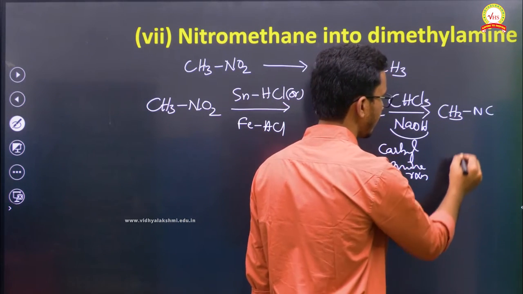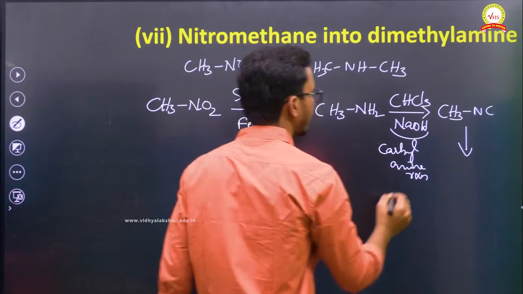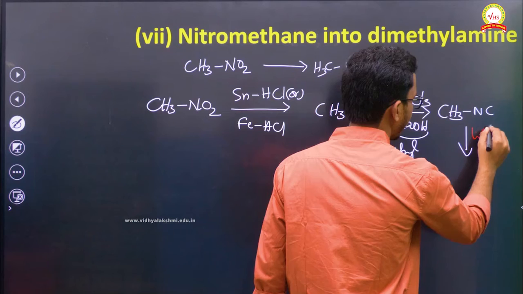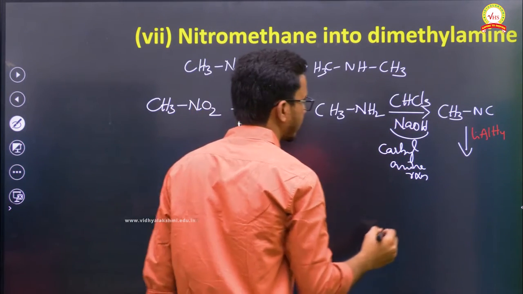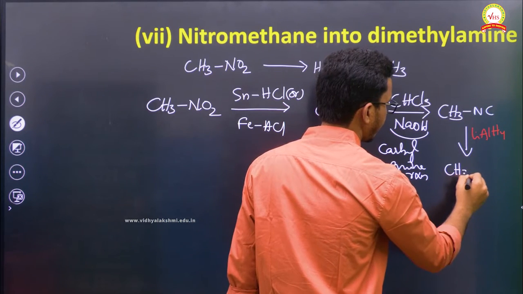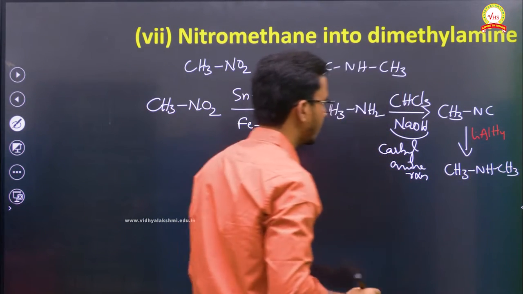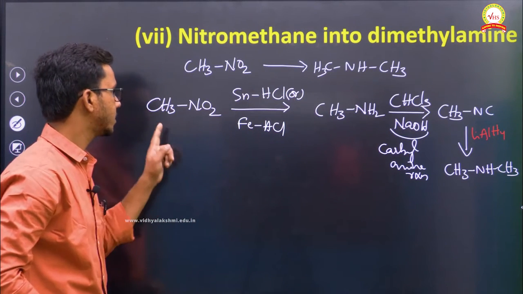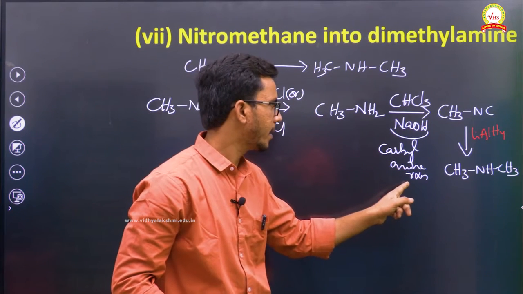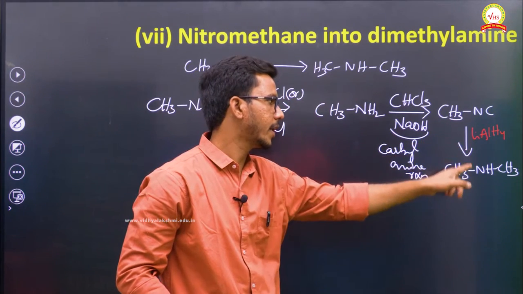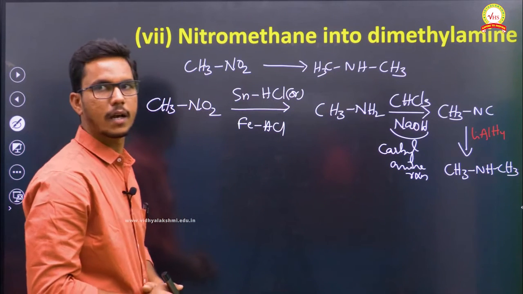Hence, this one on reduction, strong reduction, we will take lithium aluminum hydride again. What will we get now? We will get the product, that is CH3NHCH3. First what we are doing, we are just reducing nitro group to amine group. This amine on carbylamine reaction gives isocyanide. This isocyanide on reduction again gives what? The product which we need, dimethylamine.